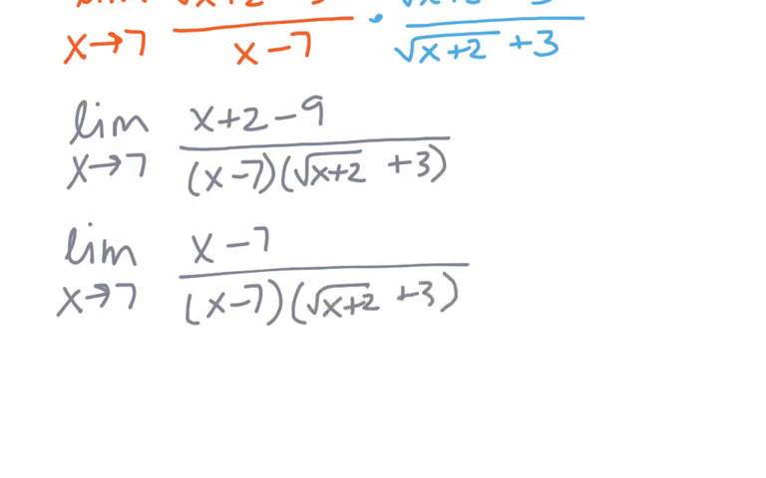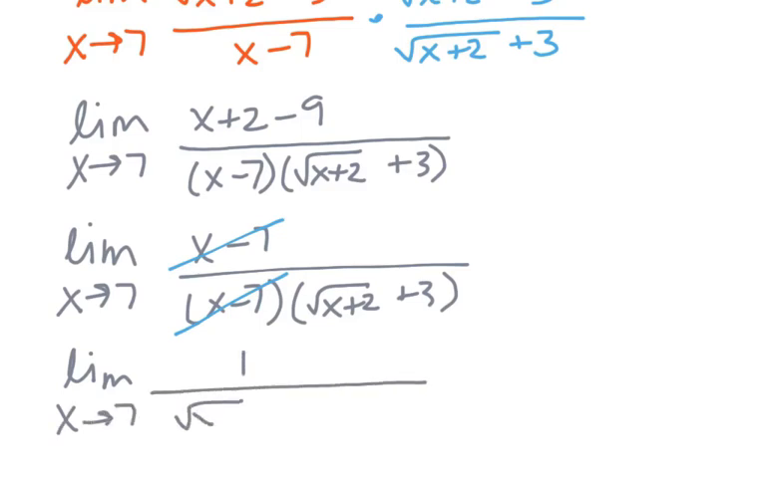Okay, and so we ended up with that getting canceled. And that's good because our big issue was the 0 in the denominator with the x minus 7, which will no longer be a problem. Okay, so now we can actually do direct substitution.